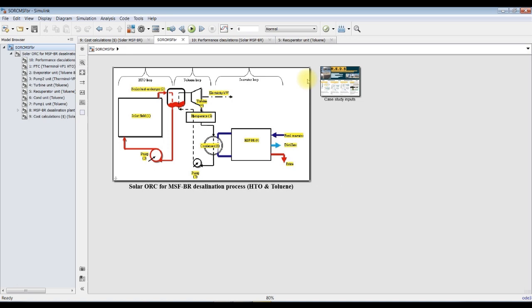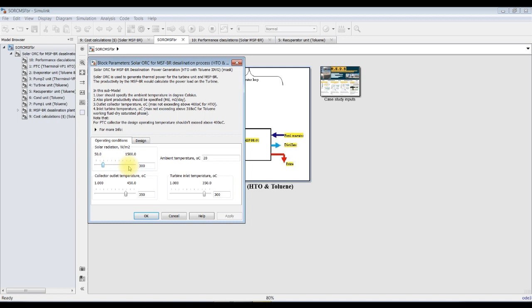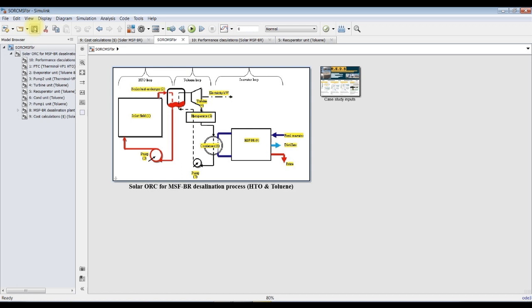This is your model. Double clicking here, you will find the following. You can specify solar radiation, ambient temperature, outlet temperature from the parabolic trough collector, and turbine inlet temperature. We use toluene in the organic Rankine cycle because toluene is like water, but it is not like water in pressure. Therefore, it shows a good behavior on the TS diagram. Let's see if we assign this as 300, and you can control your productivity. Okay, this is your plant cycle.